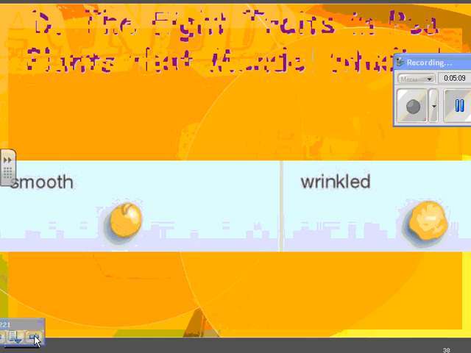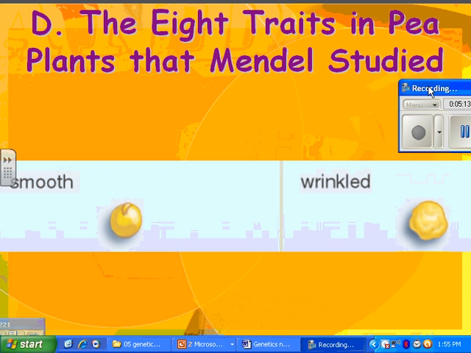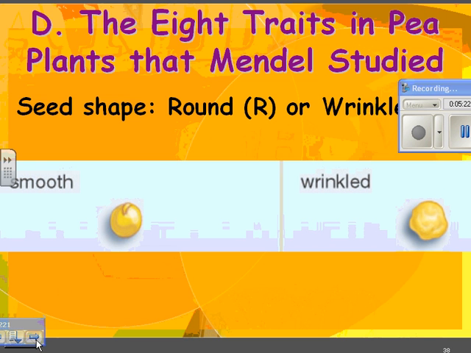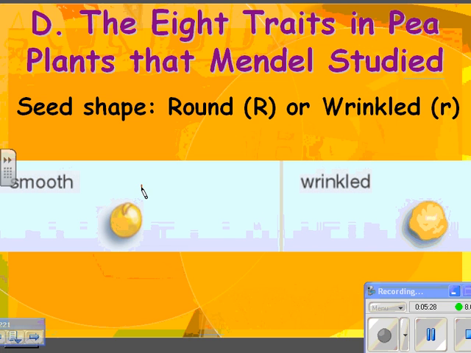And so here are the traits that he looked at. So the 8 traits in pea plants that Mendel studied. We'll look at these, and I just want to orient you to the whole thing. The peas can be smooth or they can be wrinkled. So the shape is either round or wrinkled. And this one you can see is dominant. So that would be big R, or big R, little r. And the wrinkled one is recessive. You can tell that because it's a lowercase r.